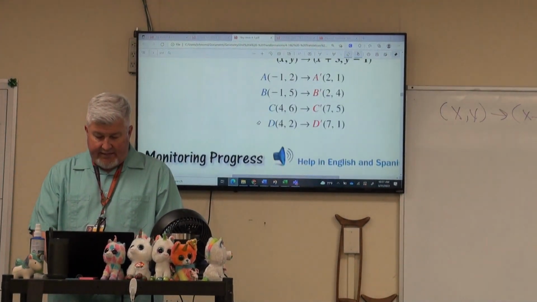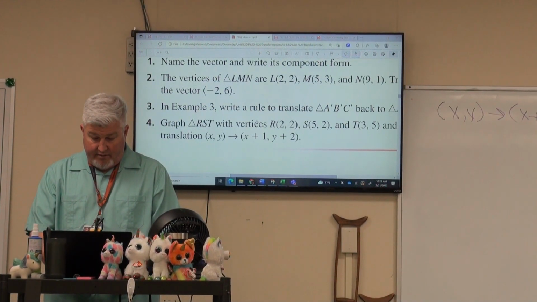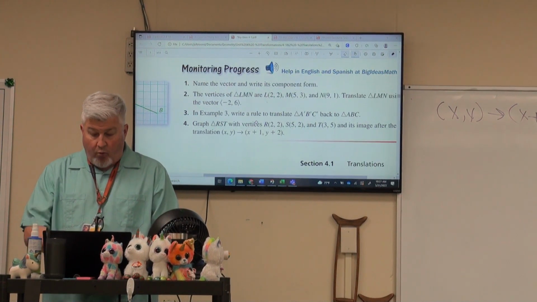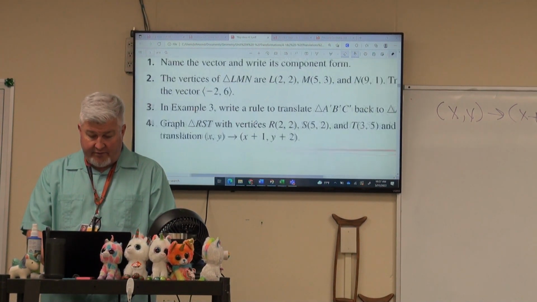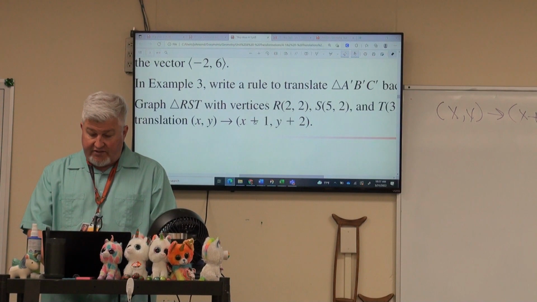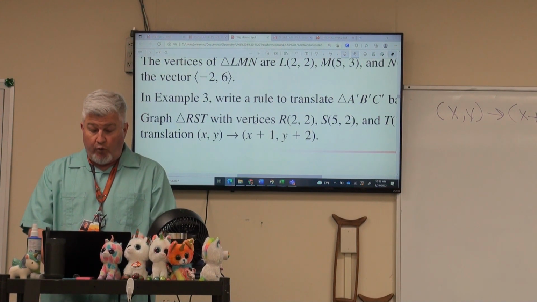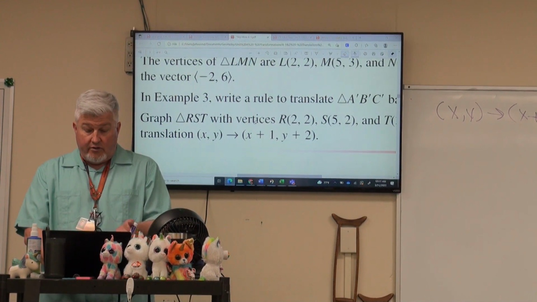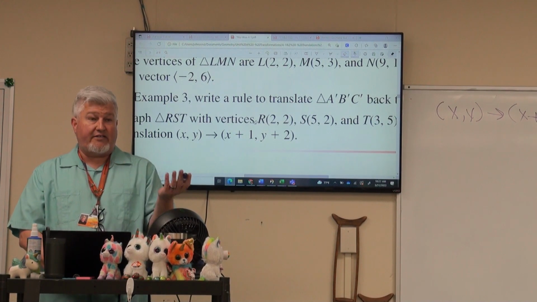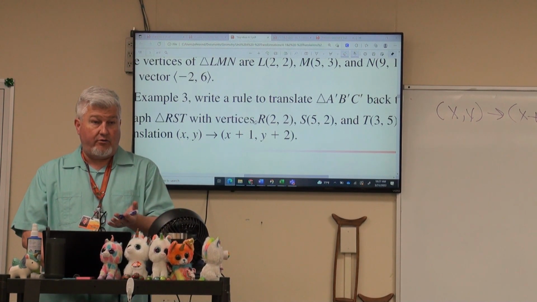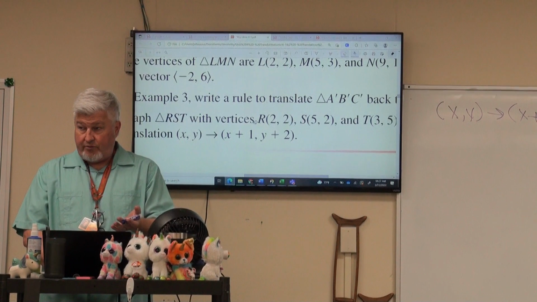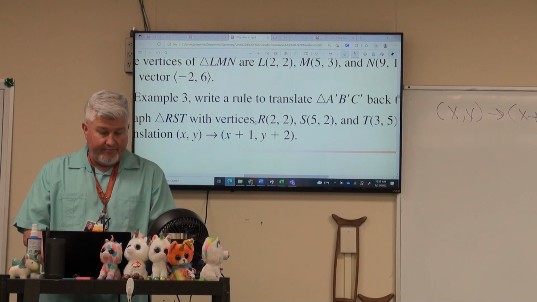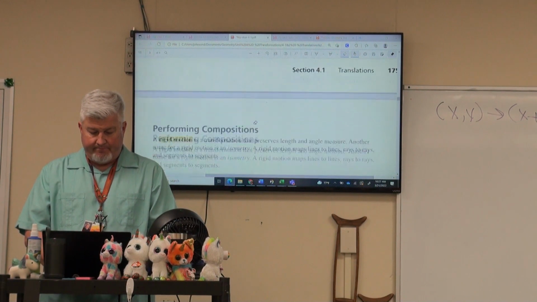All right, and the last thing, I think we're just graphing again. I'm not worried about graphing, I'm going to keep us moving to get done. But as you would see here, it's just written in rule form instead of component form, right? You would just add 1 to the x value and add 2 to the y value. Does that make sense? Everybody good?